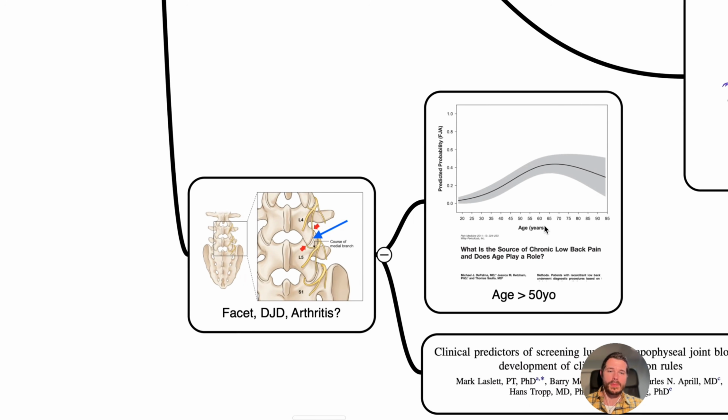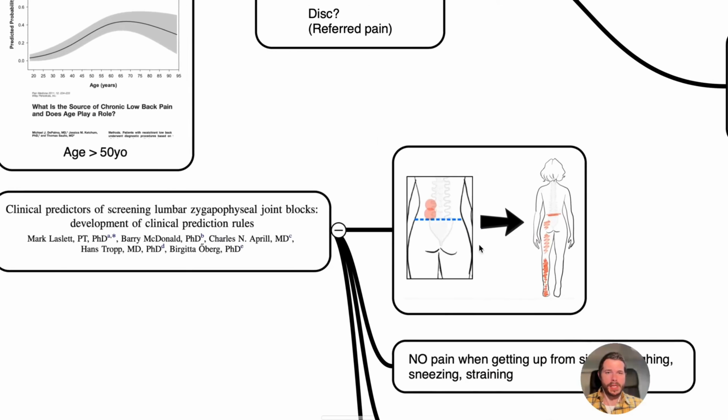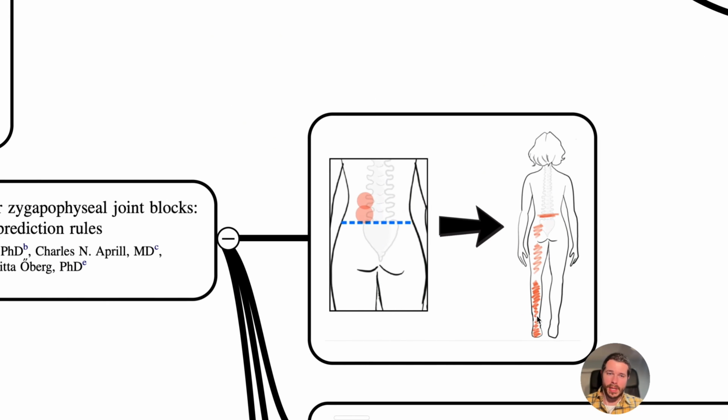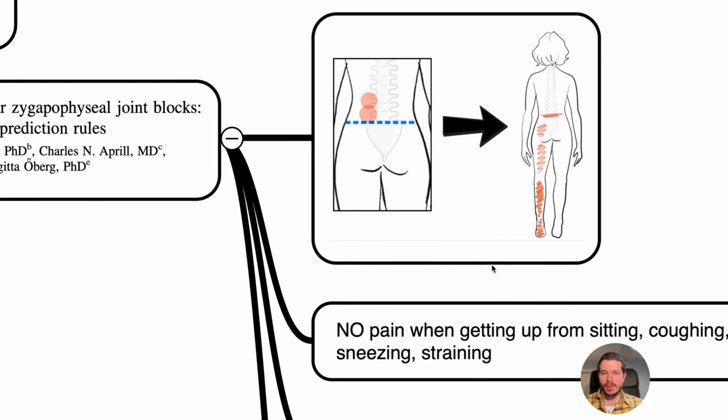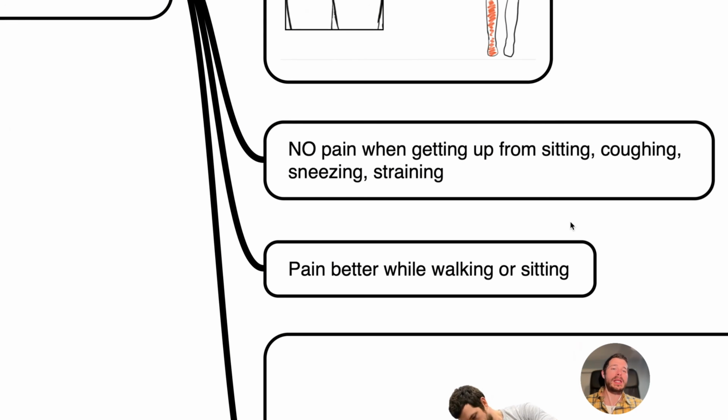Again, maybe if you're a bit older. If we look at the research here, we see maybe you have symptoms all the way down the leg, into the calf, into the lower leg, but was the onset of your symptoms just off the one side of the spine? That may increase the probability you have a facet joint or arthritic problem. You have no pain when getting up from sitting, coughing, sneezing, or straining. You have pain that's better while walking or sitting.